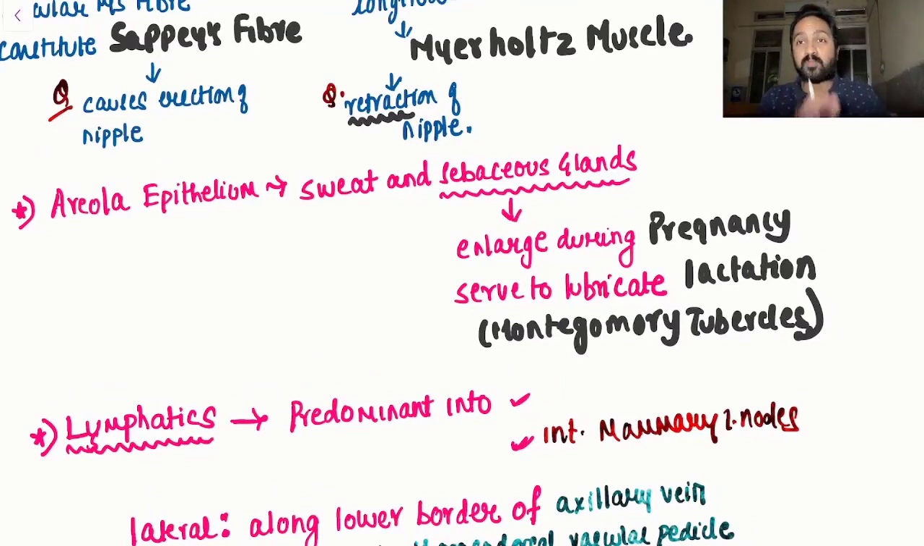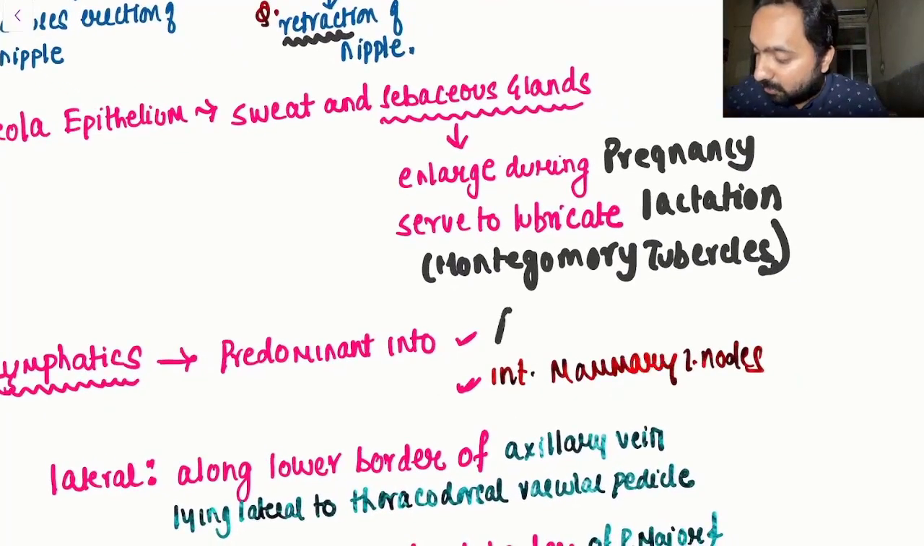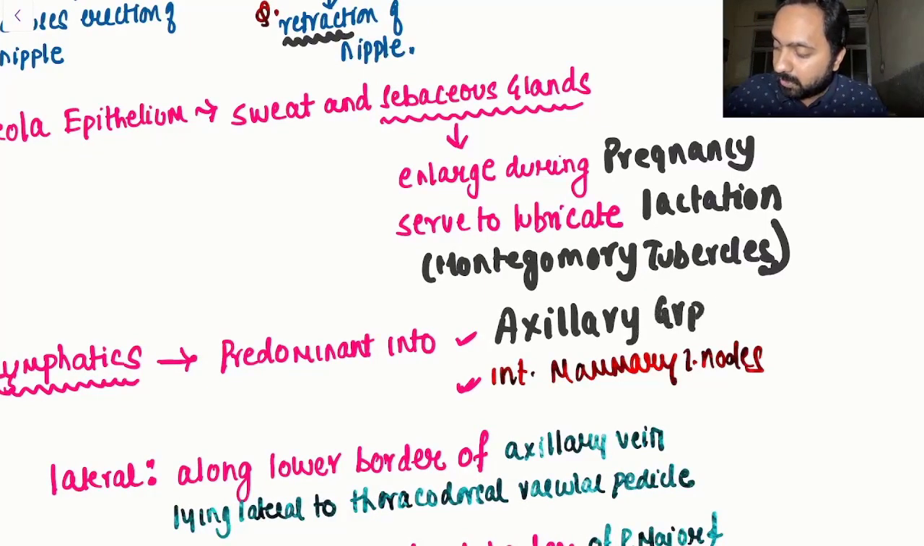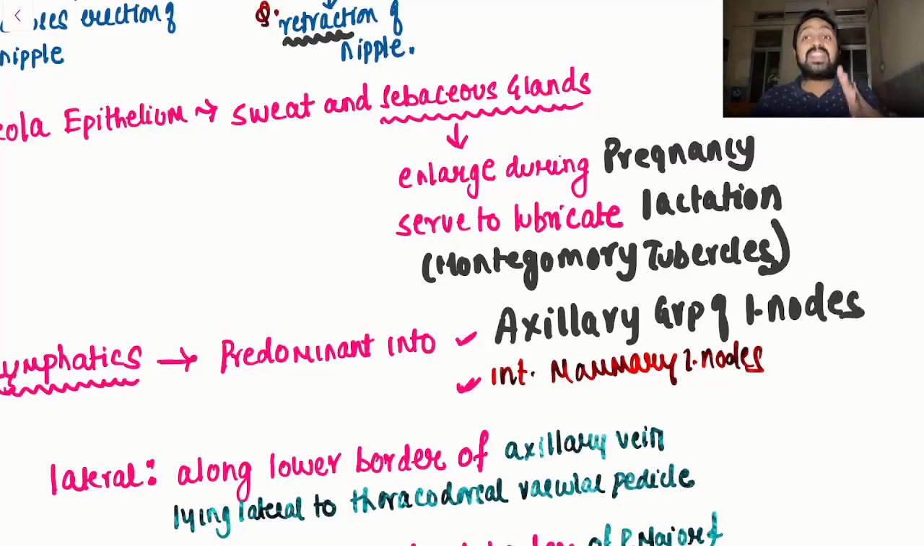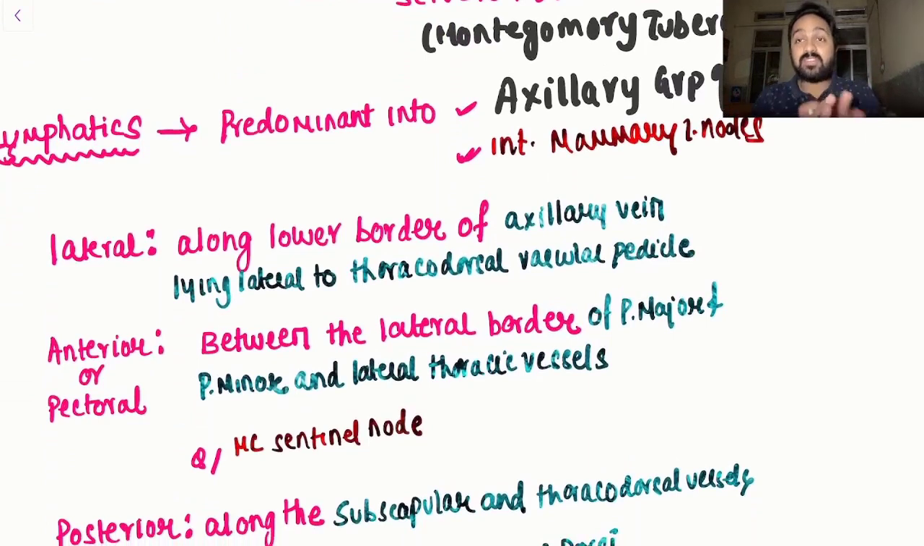Now the most important part in your anatomy of breast is with respect to your lymphatics. So the predominant drainage is into your axillary group of lymph nodes. So first let's know what are the various levels or what are the various groups of axillary lymph nodes. So first we discuss regarding your lateral group.